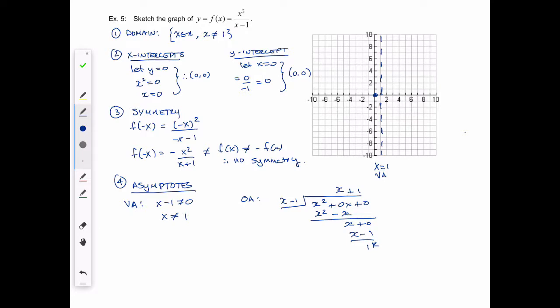Okay, therefore the oblique asymptote is y is equal to x plus 1. So let's graph that. There's my plus 1. There it is. All right. Next one's going to be our critical points.